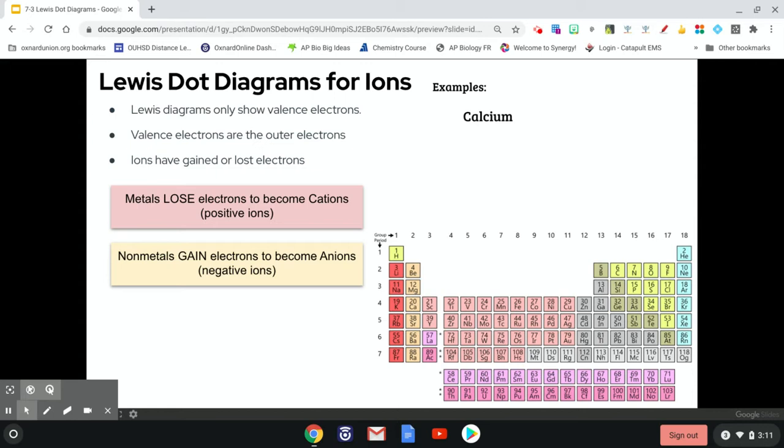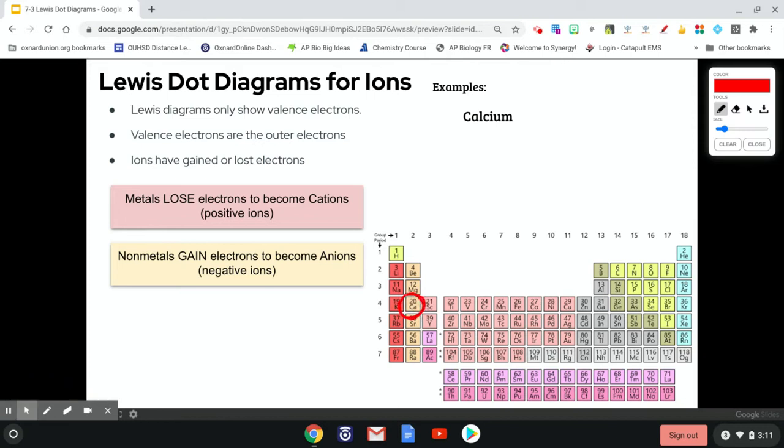So let's say we're going to deal with calcium, and I would look on my periodic table and find it in column 2, which means it's a metal and it's going to lose 2 electrons, backing up so that it can be like the noble gas argon. It wants to have an electron configuration just like argon. So it's going to lose 2 electrons, which gives it a 2+ charge.